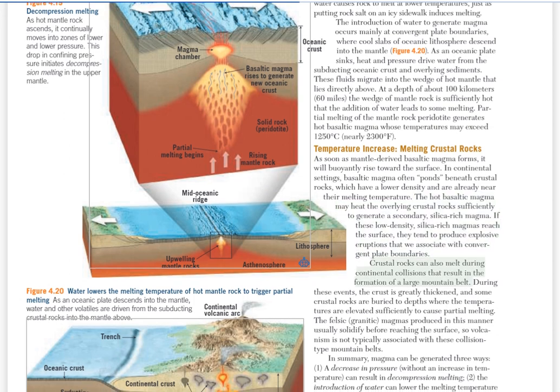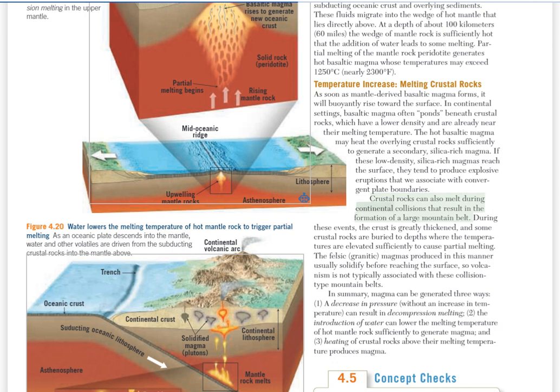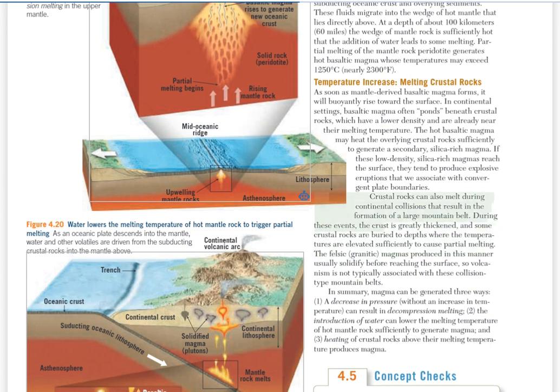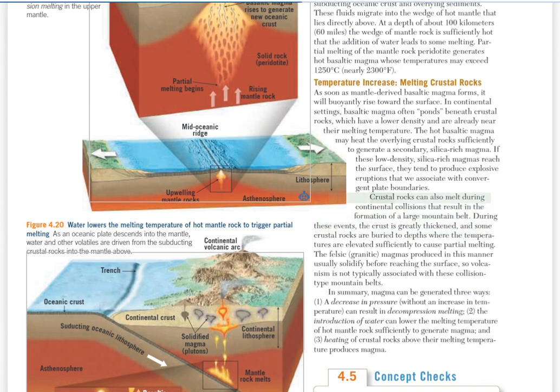Crustal rocks can also melt during continental collisions that result in the formation of a large mountain belt. During these events, the crust is greatly thickened, and some crustal rocks are buried to depths where the temperatures are elevated sufficiently to cause partial melting. The felsic magmas produced in this manner usually solidify before reaching the surface, so volcanism is not typically associated with these collision-type mountain belts. In summary, magma can be generated three ways.